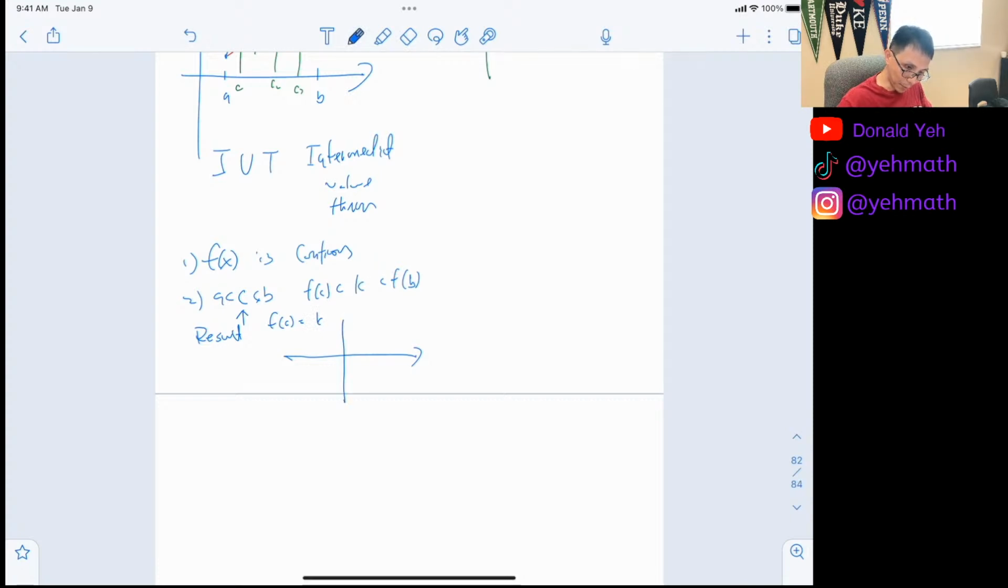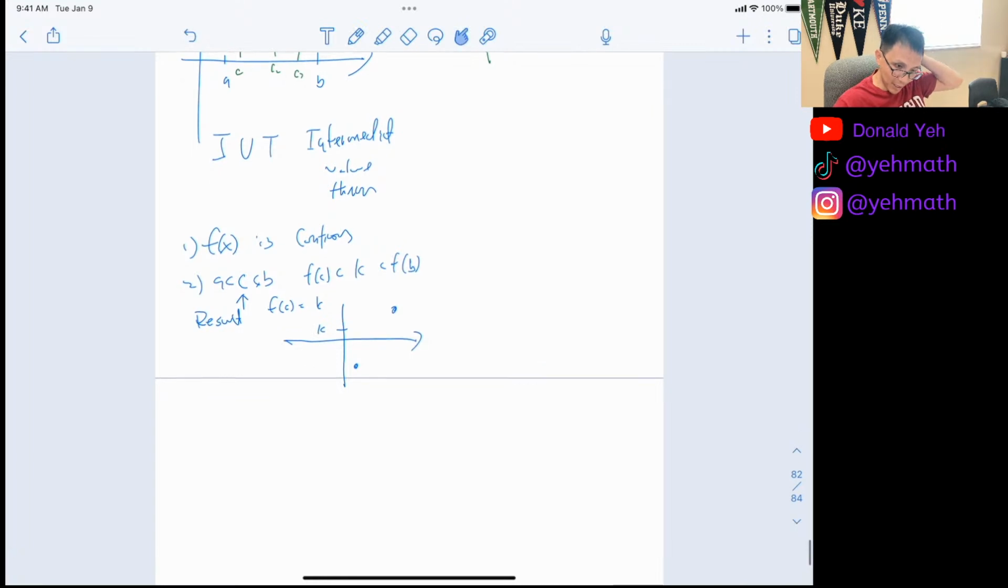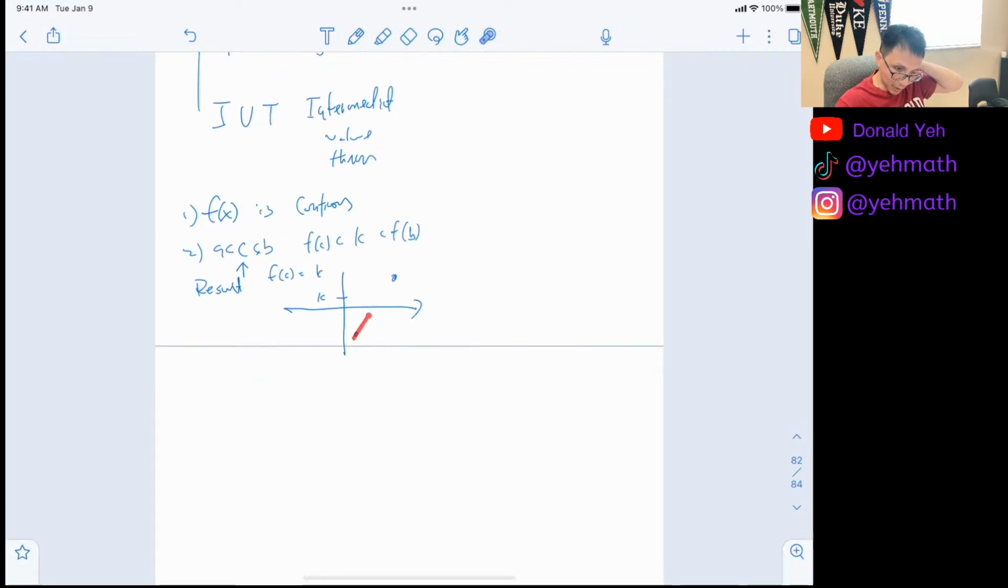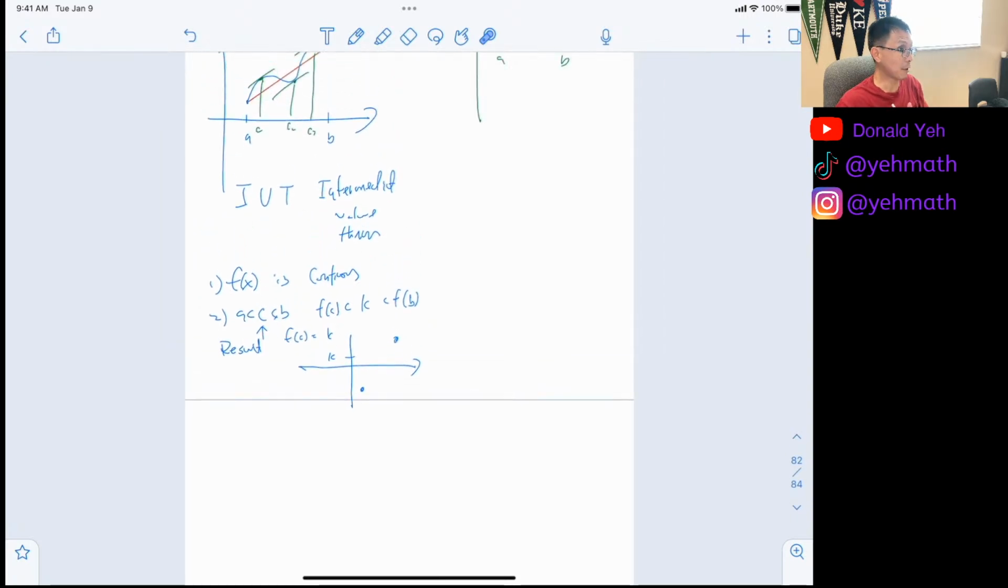So let's just say I have a point here, I have a point here. If it's continuous, and this is a K right here, this line must go through K once. Remember, it must go through there. It doesn't have to be 0. We just have to go through this particular output. I can go over multiple times, here and here, but the function is continuous. There's no asymptote, there's no gap. It must go through that value. So that's the intermediate value theorem.